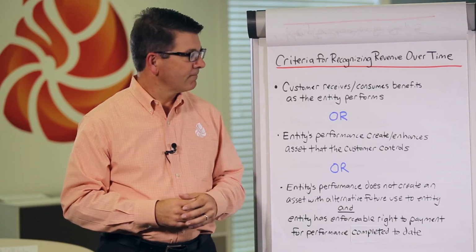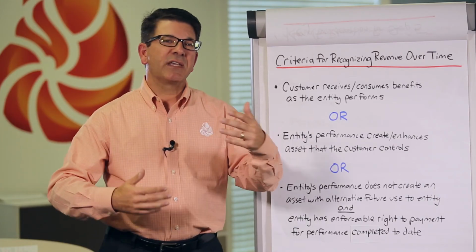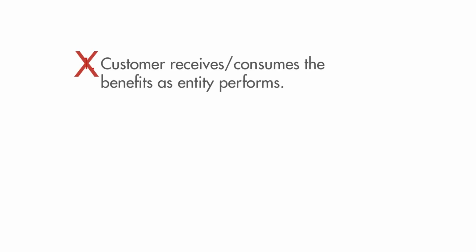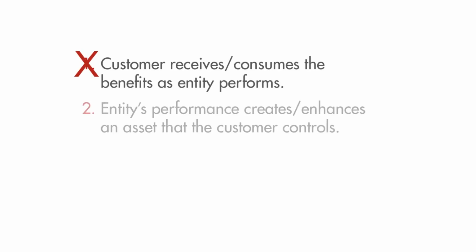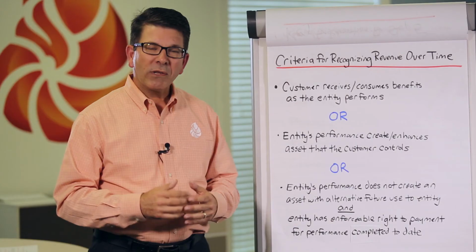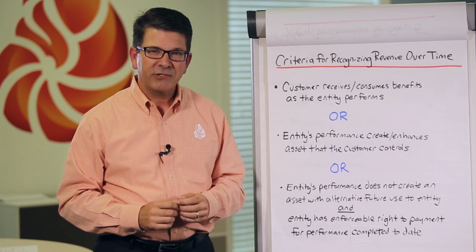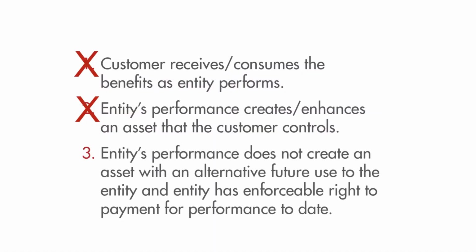Criteria 1, one could argue, customers not receiving or consuming benefits as the scaffolding is being erected. It's not even done yet. Criteria 2, does the customer control the asset? Do they actually control an asset that they can't even use yet? Doubtful. Really, the key to the scaffolding company and whether or not they can use the percentage of completion lies in criteria 3. The scaffolding does not have alternative future use to the scaffolding company, so that's good.